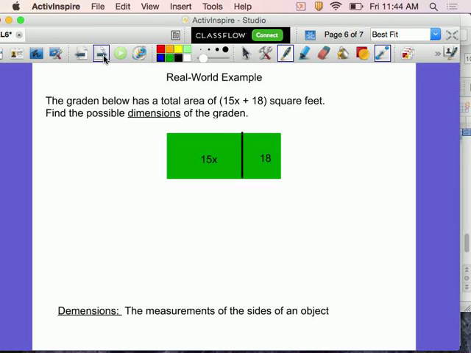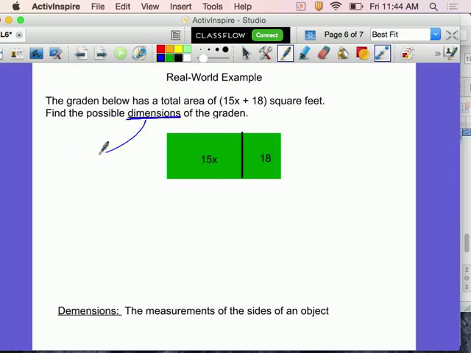Okay, now a real-world example using factoring, which is kind of like the first one where we're talking about a garden or an area. Since we're talking about multiplying, it's always easiest to think about area because it's multiplying. So the garden below has a total area of 15x plus 18 square feet. Find the possible dimensions of the garden.